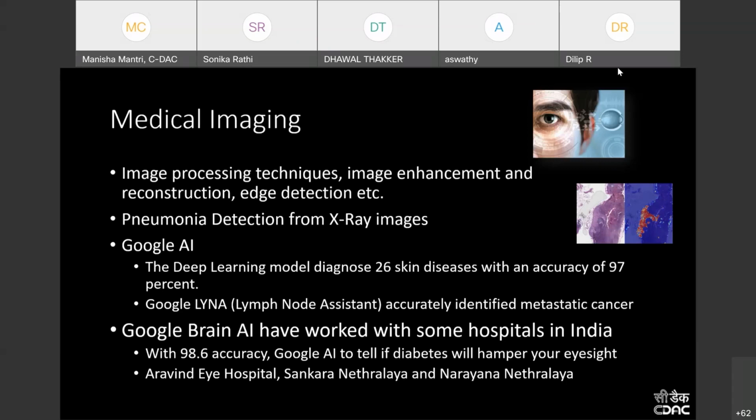So typically it is called diabetic retinopathy, where the patient's retina is being referred and processed and seen, to eventually see what kind of changes will happen in the retina through the different retina images of the patients. And they have tried to see if you are diabetic, then whether your eyesight will be affected or not. And the algorithm has 98.6% accuracy. It is being tested in Arvind Eye hospitals, Sankar Netralaya, and then Narayan Netralaya also.